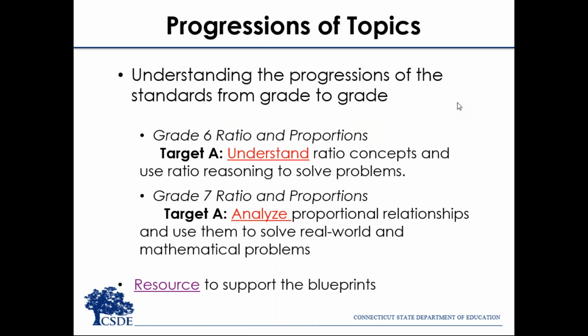The first thing that you need to realize is that the assessment itself speaks to the progression of the topics of the Connecticut core standards. For instance, if we look at grade 6 under ratios and proportions, Target A says, understand ratio concepts and use ratio reasoning to solve problems. Under that same content heading, ratio and proportions, in grade 7, the target language changes to analyze proportional relationships and use them to solve real-world and mathematical problems.